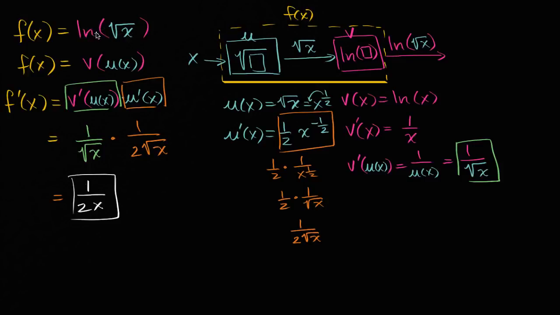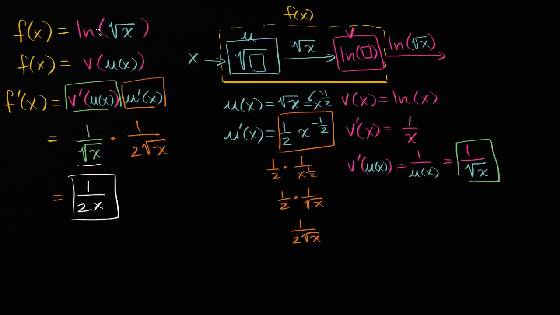This is v of u of x. So what I want to do is I want to take the derivative of this outside function with respect to this inside function. So the derivative of natural log of something with respect to that something is 1 over that something. So that's what we just did here.